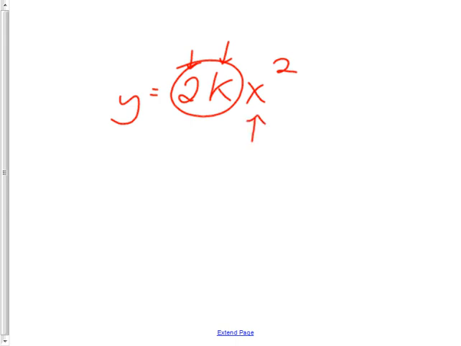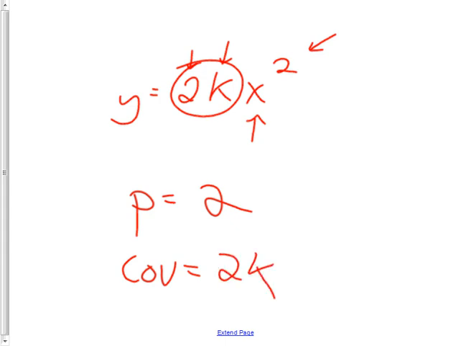And if it's the variable, then whatever the power is the power of your power function. We'd usually just call that p. The power is 2 in this case. And what would the constant be? The constant of variation. COV is what we'd usually abbreviate that. Come on, don't overthink this. 2k. That's the constant of variation, and that's the power.